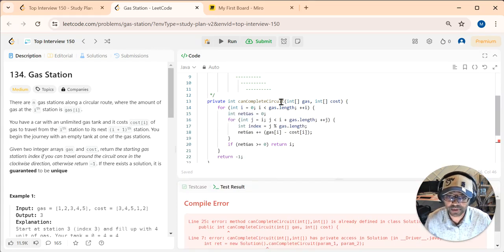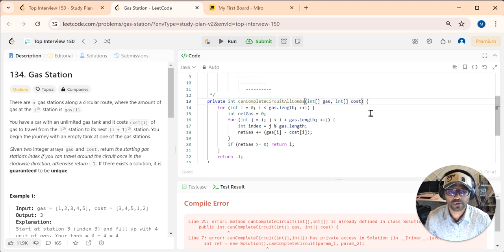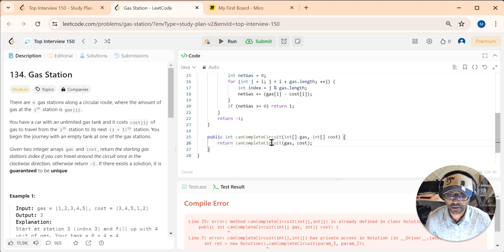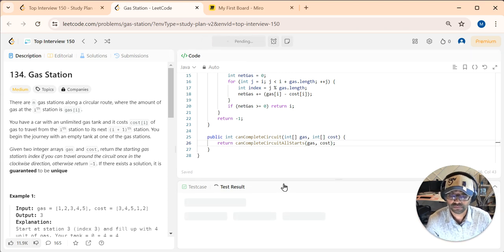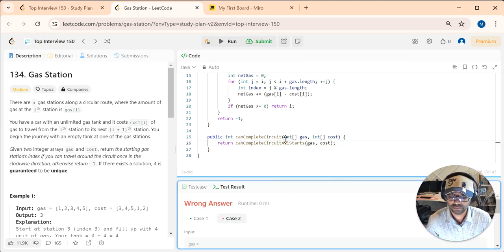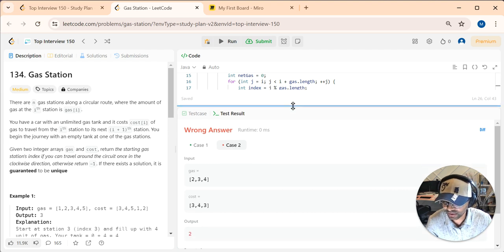Oh, I just gave the same name. Seriously. Okay. All comps, right? Or all starts. And then I'll just copy paste that. There you go. Wrong answer. Okay, let's figure out why we got the wrong answer.